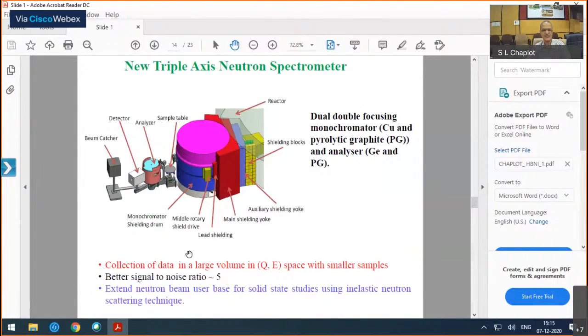So this is again the monochromator drum. We call it the monochromator drum. It's essentially the monochromator housing, but it allows the rotation of the monochromator crystal as well as positioning of the outgoing neutron beam over a range of angles. And then you have a sample table, which is just outside this. Then you have an analyzer table and a detector table.